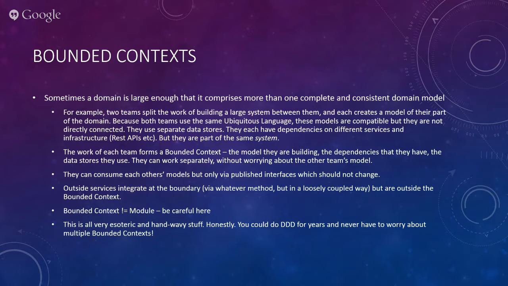So we say that the work of each team forms a bounded context. The model they're building, the dependencies they have, the data stores they use is all part of their context. They can work separately inside their own bounded context without worrying about what's going on inside the other bounded contexts. They can consume each other's models, but they should only do so by published interfaces, which are not allowed to change. So the whole idea is to allow multiple teams to go away and work separately, but still keep the ubiquitous language and the purity of the main model intact, I think.